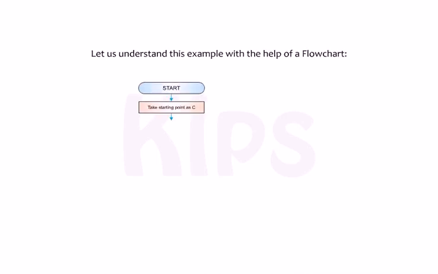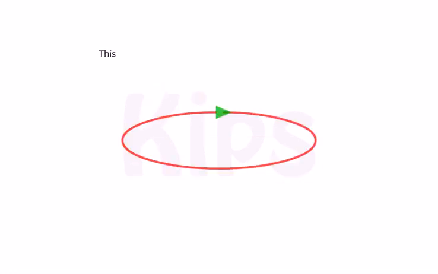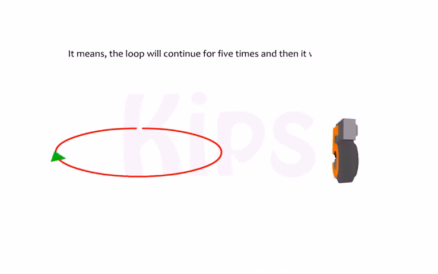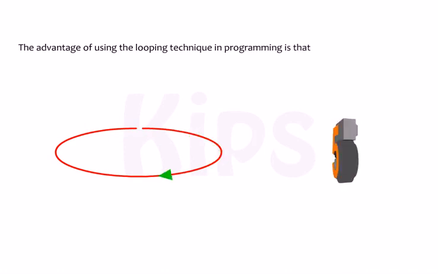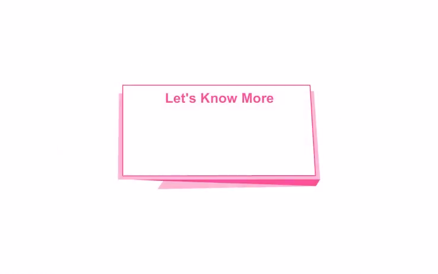Start, then go to take starting point as C. Let C = 0. Are the number of rounds greater than or equal to 5? C >= 5? No. C = C + 1. Take more rounds. Yes. Stop. This process will continue until the value of C becomes 5. It means the loop will continue for 5 times and then it will terminate. The advantage of using the looping technique in programming is that it reduces the number of instructions and also the memory space.